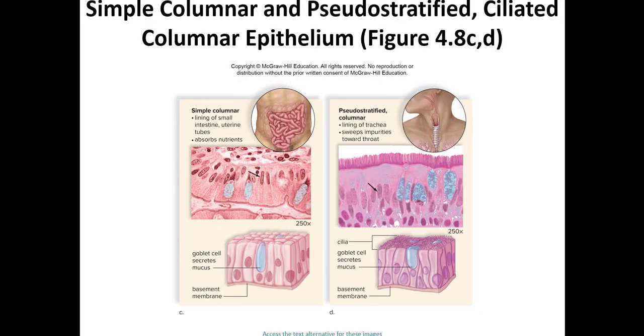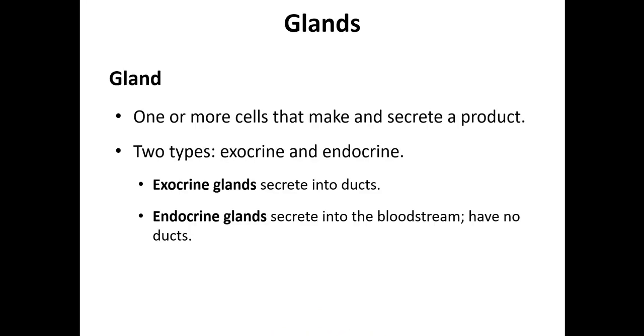Over here you can see where you can find them. Simple columnar is found in the small intestine and the uterine tubes of the human body. And pseudostratified columnar is found in the trachea, where it has the ability to move impurities toward the throat. Glands. There are two kinds of glands. We have the exocrine gland and the endocrine gland. Exocrine glands secrete into ducts, whereas endocrine glands secrete into the bloodstream, and there are no ducts.